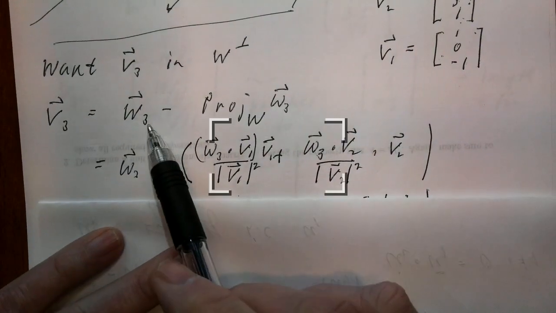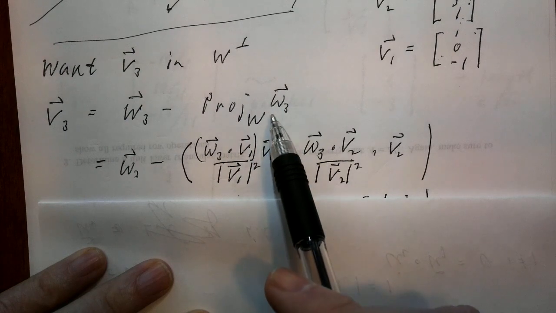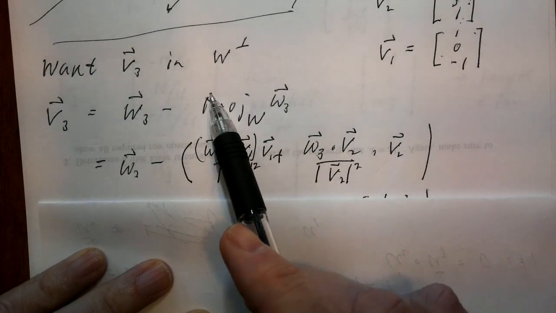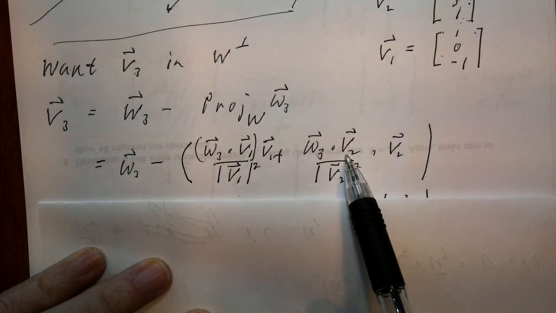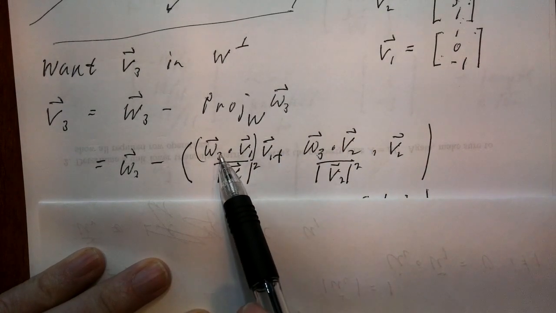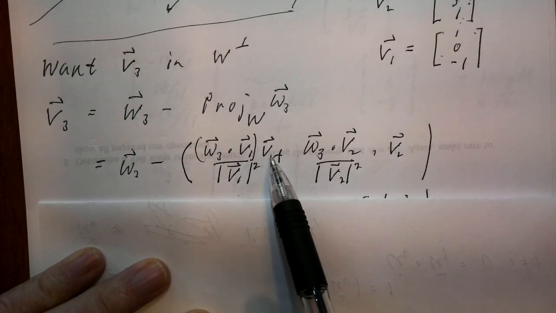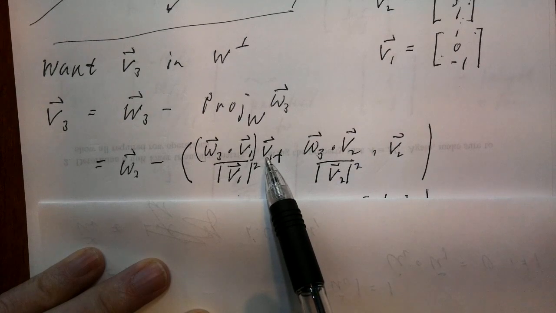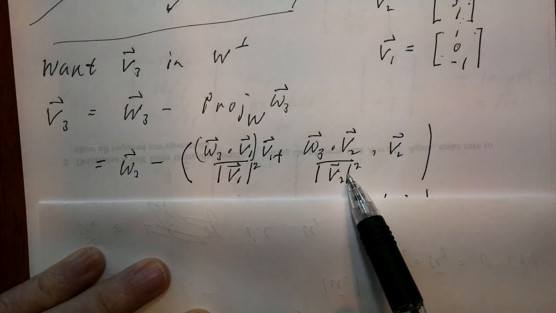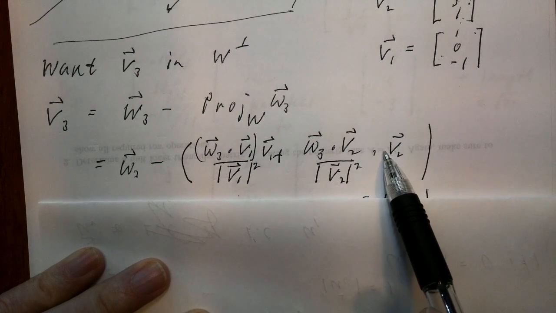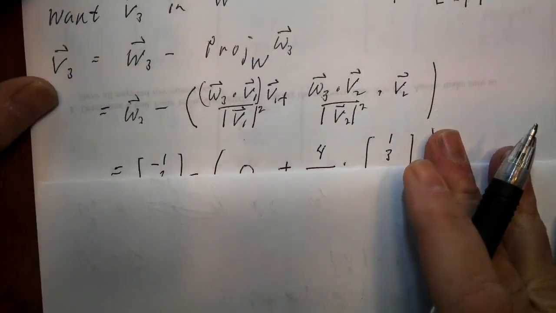So V3 is going to be W3 minus the projection of W3 onto that plane W. We know we can write this as a linear combination using dot products from our previous discussions. W3 dot V1 over the length of V1 squared is a scalar, which I multiply times V1. And I take W3 dotted with V2 divided by the length of V2 squared, and multiply that by the vector V2. This is actually a multiplication sign here. So let's calculate that quantity.